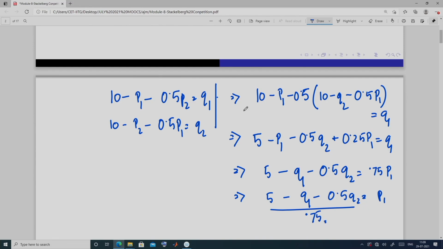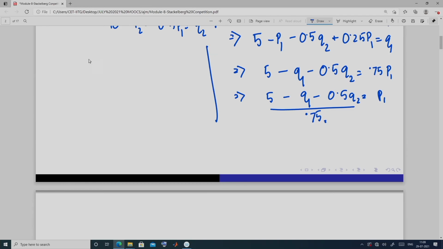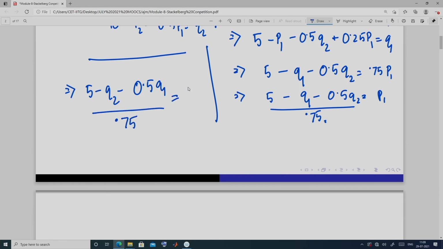Similarly, since the demand functions are more or less the same, the inverse demand function for good 2 we can write as Q1, 0.75, equal to P1, equal to P2. This is the price of good 2. So, from this we can write the profit function of firm 1.